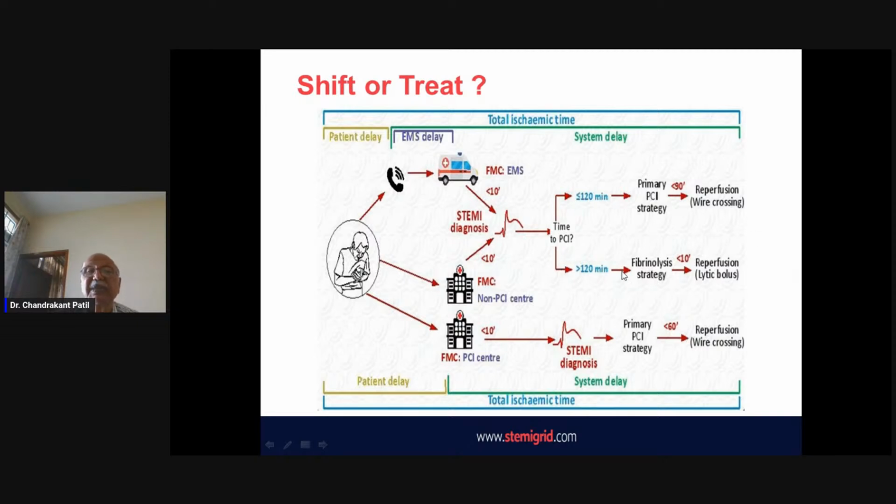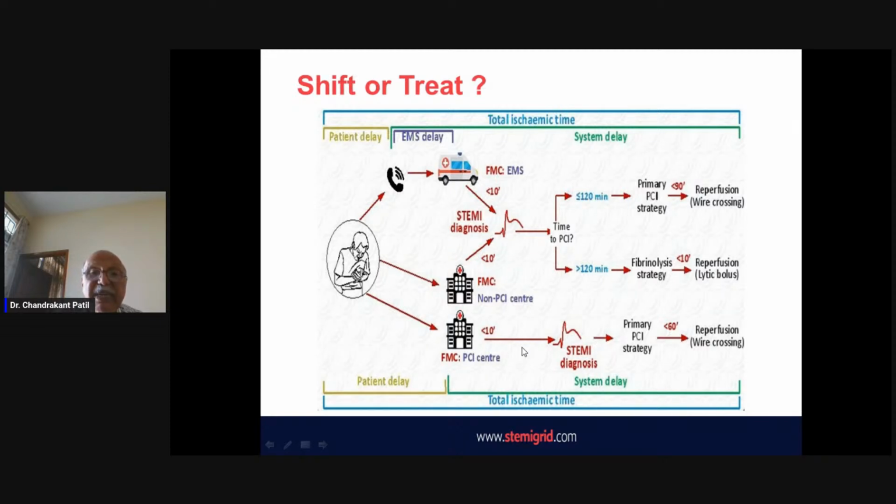Whereas if the transfer time is more, and you think it is taking more than 120 minutes, then what is more important, as I told you, is that within 10 minutes the ECG has to be done. It should be relayed and the diagnosis of STEMI made. And if the transport delay is more than 30 minutes, don't wait. Just go ahead with thrombolysis therapy. So, less than 10 minutes for STEMI diagnosis.